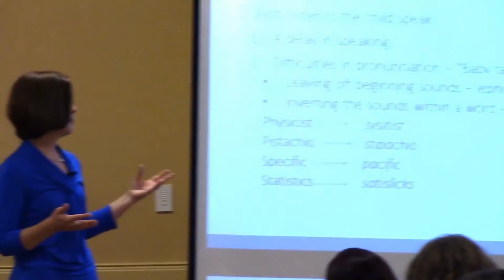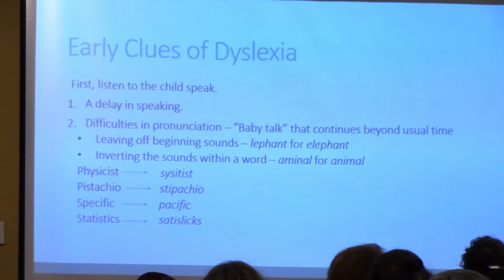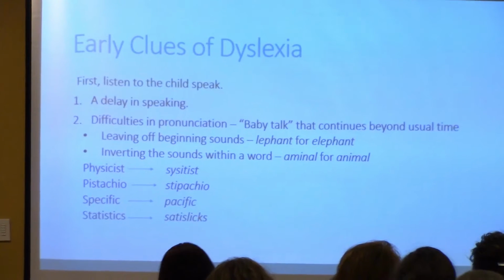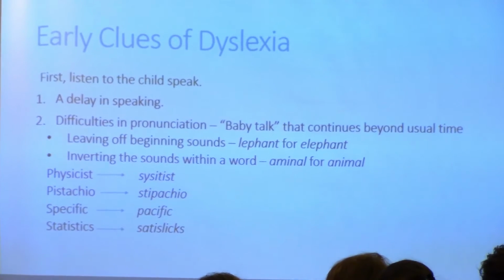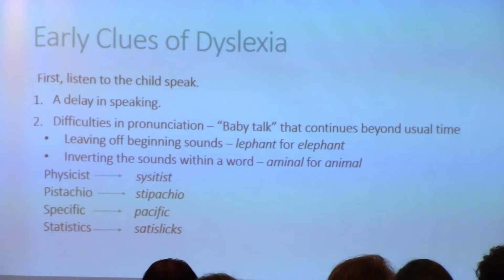They have difficulties in pronunciation. Baby talk that continues long past everyone else who has stopped baby talk. So leaving off the beginning sounds of words, like it says lelephant instead of elephant. So we're beginning to leave off sounds. Inverting sounds within a word. Aminal for animal. We're going to pay attention to this. Then there's some examples here. There's no spaghetti up there. A lot of people mispronounce spaghetti for a long time, don't they?